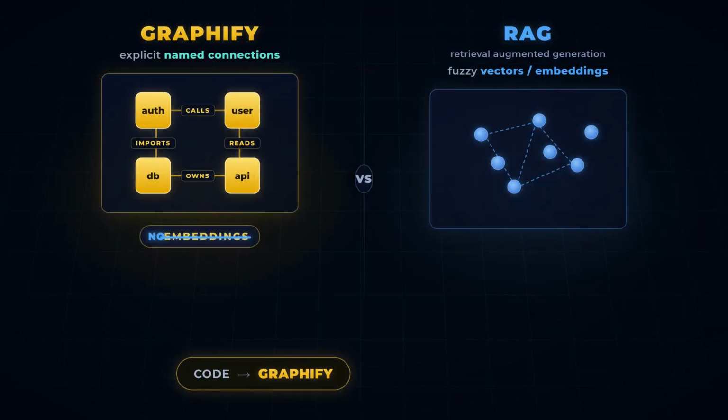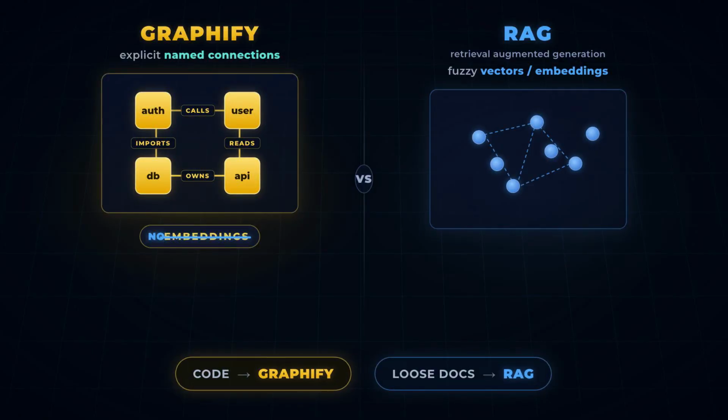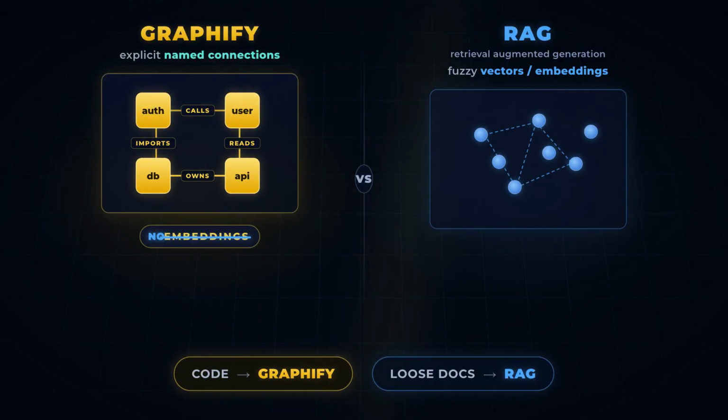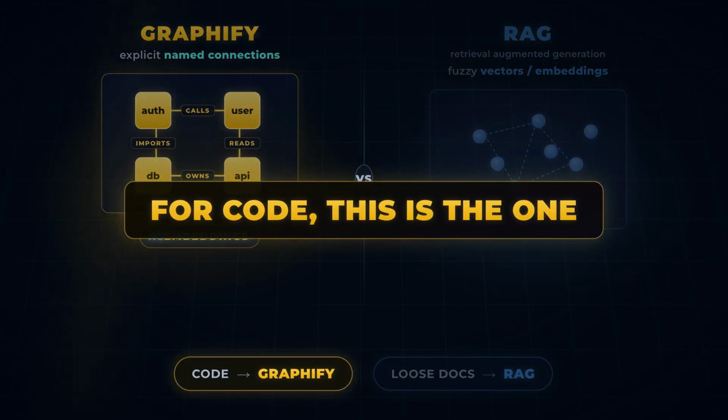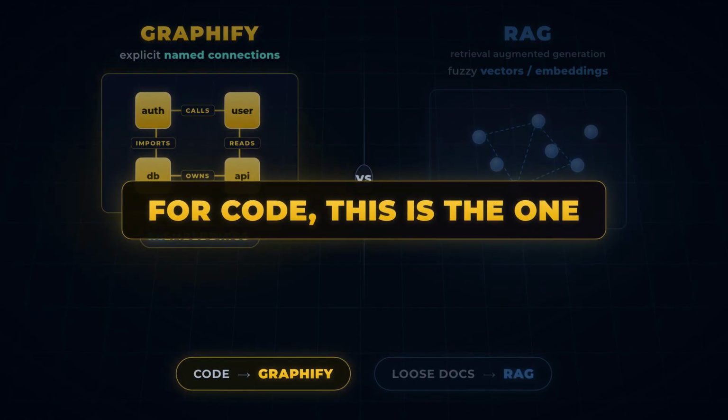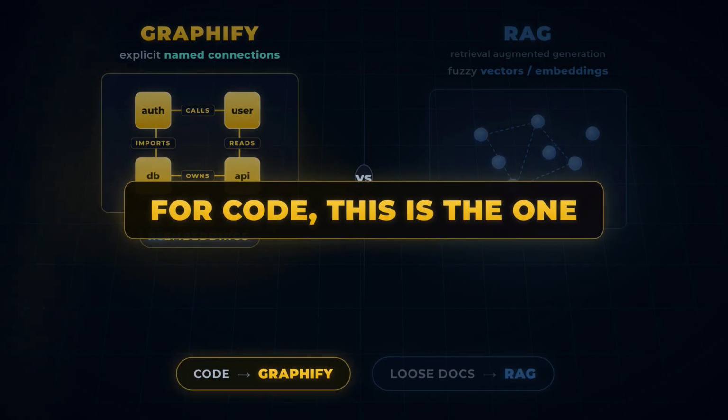The rule of thumb you can walk away with is this. When you're dealing with a code base, something with real structure where things genuinely call and depend on each other, Graphify is what you want. When you've got 10,000 loose documents with no structure and you just want to ask questions across them, that's where classic RAG still shines. Use the right tool. For code, this is the one.